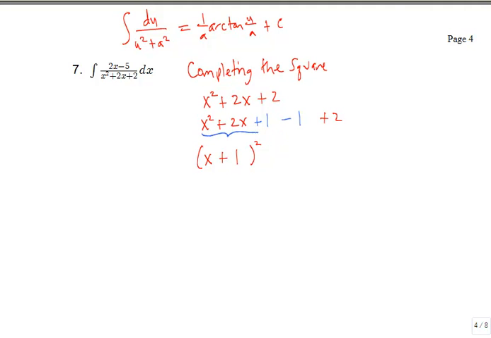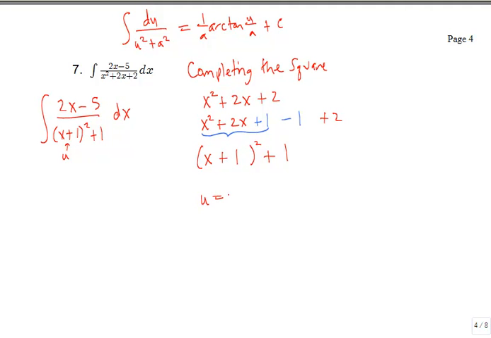So then these three terms become this quantity squared, and the minus 1 and the plus 2 give me a new constant on the side. So this denominator is now going to be written as x plus 1 quantity squared plus 1 dx. And the reason I did that whole process is because now this quantity can be my u, and I can make this denominator look like a u squared plus 1. So it's going to have this form that we need to do an arctangent. Okay, so that's kind of our plan.